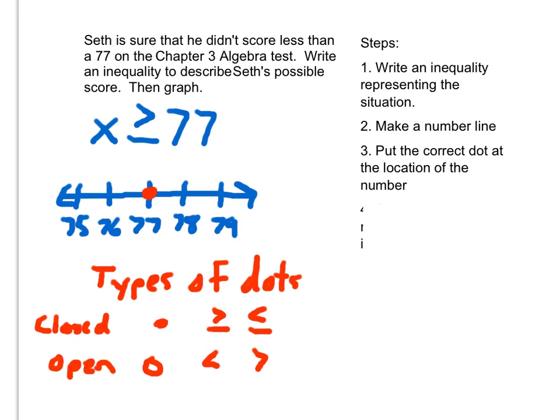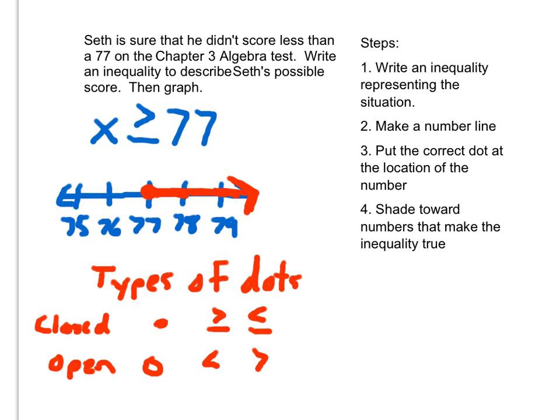Okay? And now the last thing I need to do is shade toward numbers that make the inequality true. So, out of the numbers I wrote down here, I need to decide what numbers make this true. Well, I know that 78 and 79 are both bigger than 77, so I'm going to shade toward them, including this arrow, because that arrow tells me that that includes all numbers going that direction. So I've got my closed dot, and I've got my shading. So this graph says that all numbers, including 77 and bigger than 77, work for this inequality.